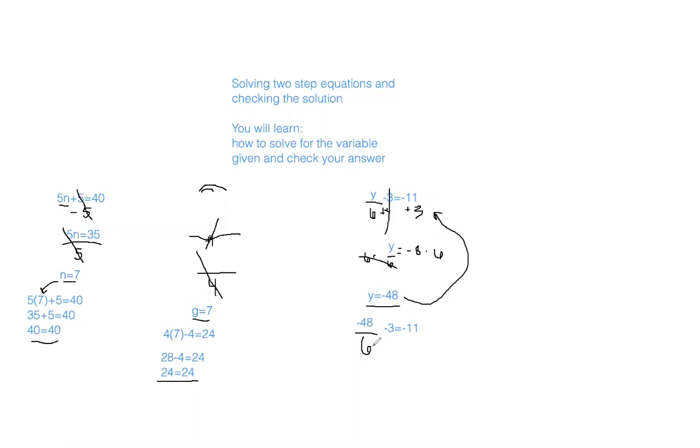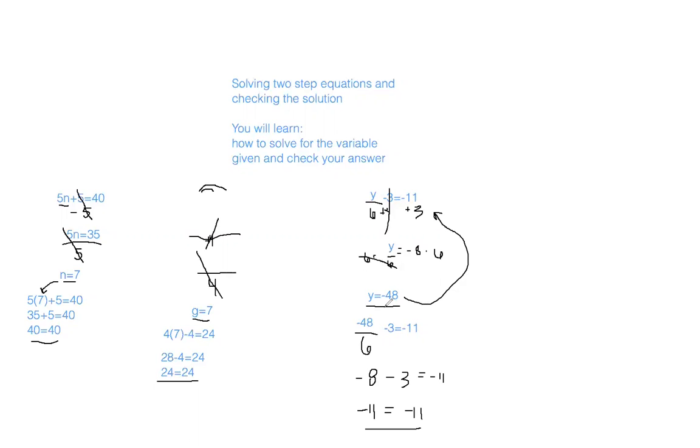So negative 48 over 6. We have a negative being divided by a positive, which is going to give us a negative. So negative 8 minus 3 equals negative 11. All right. And negative 8 minus 3 is going to be negative 11. So on the left side, we have negative 11. And on the right side, thankfully, we also have negative 11. So now we indeed know that, in fact, y does equal negative 48.